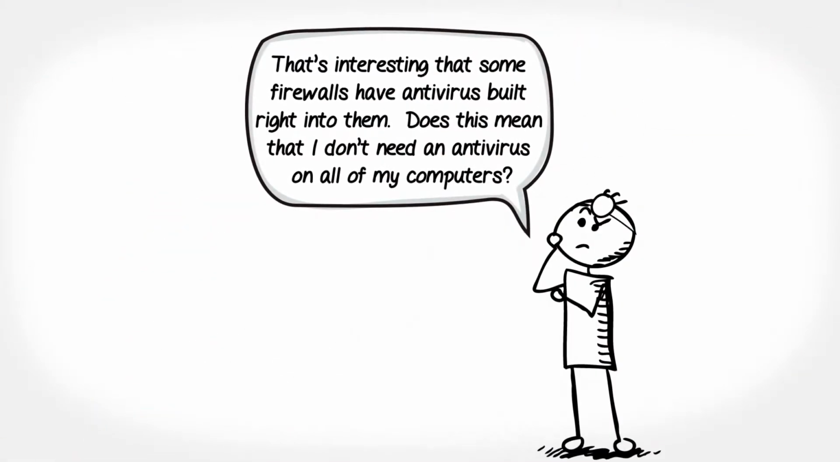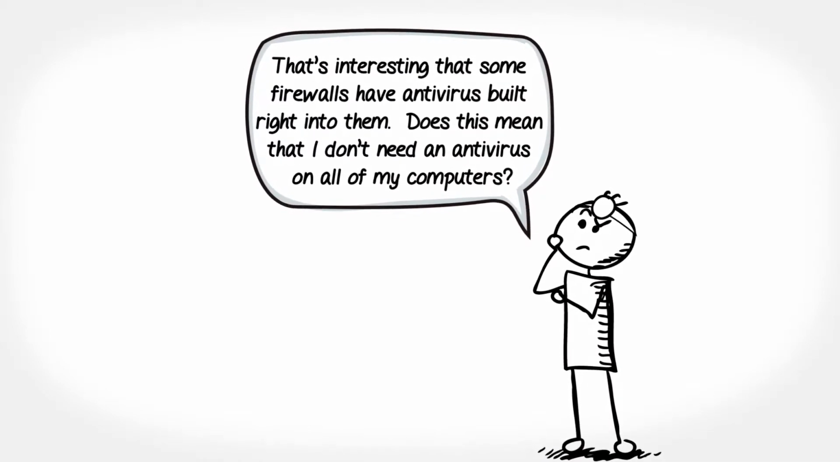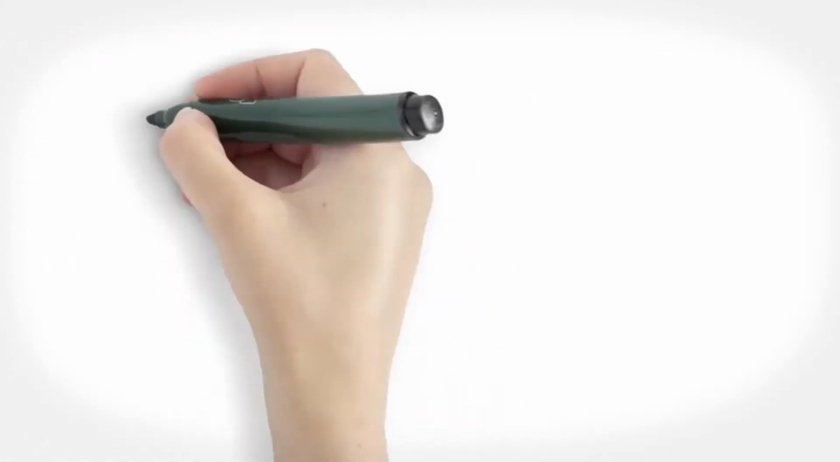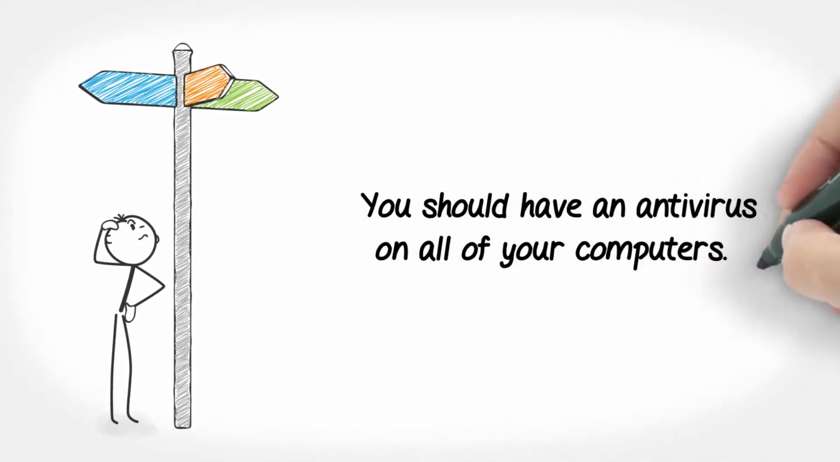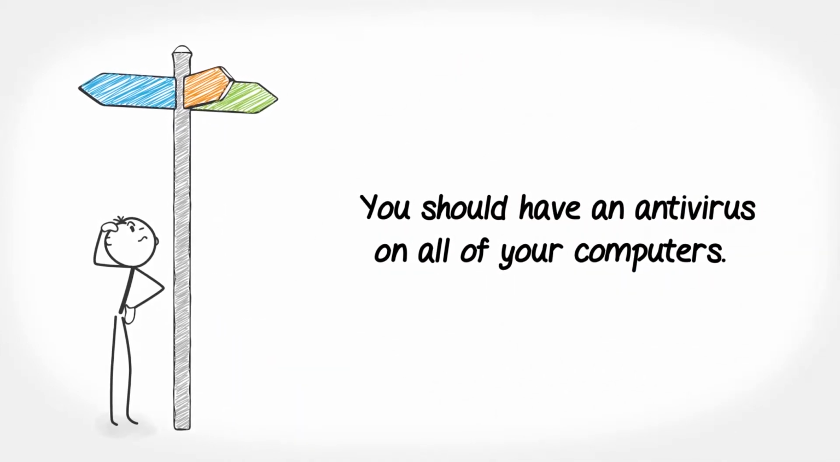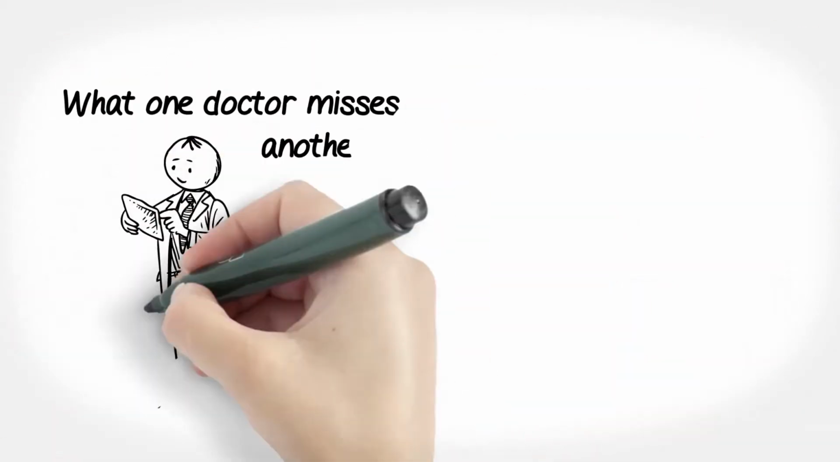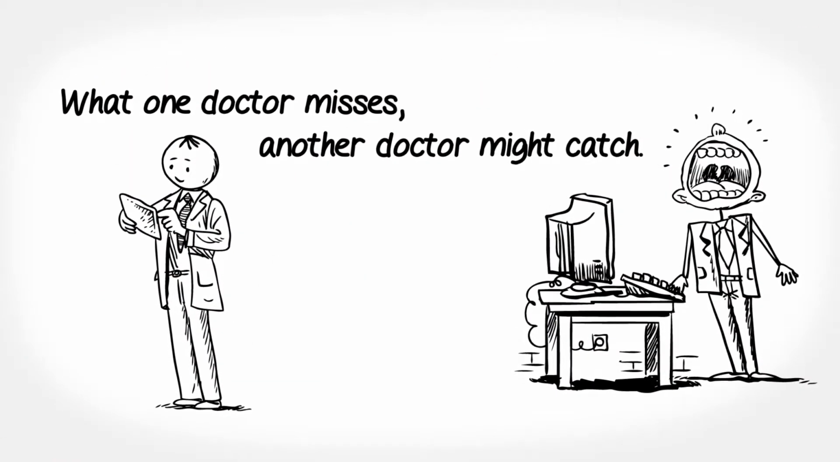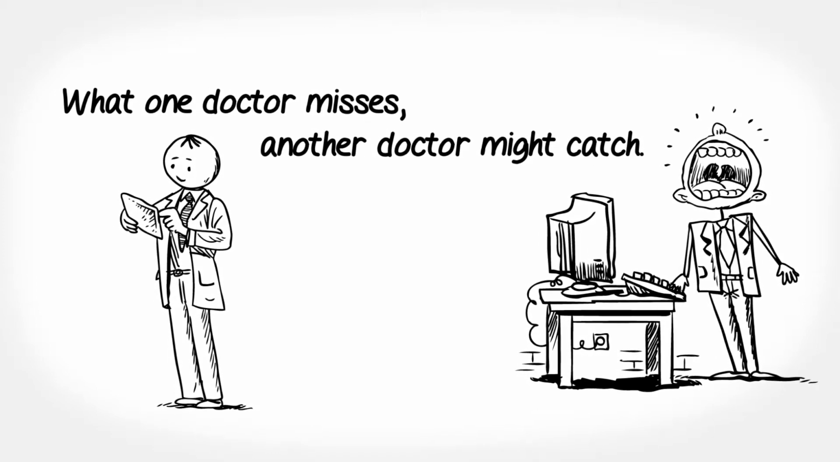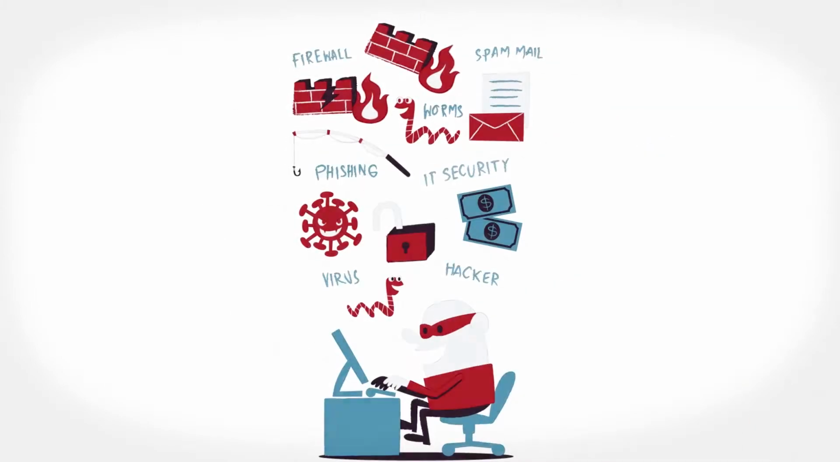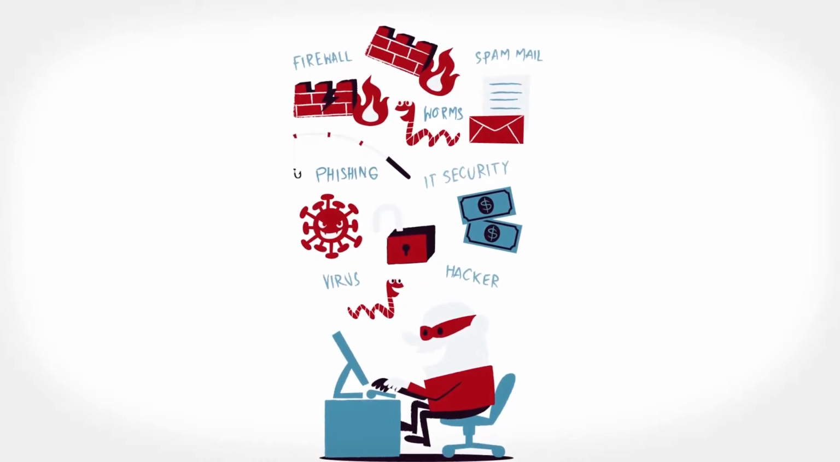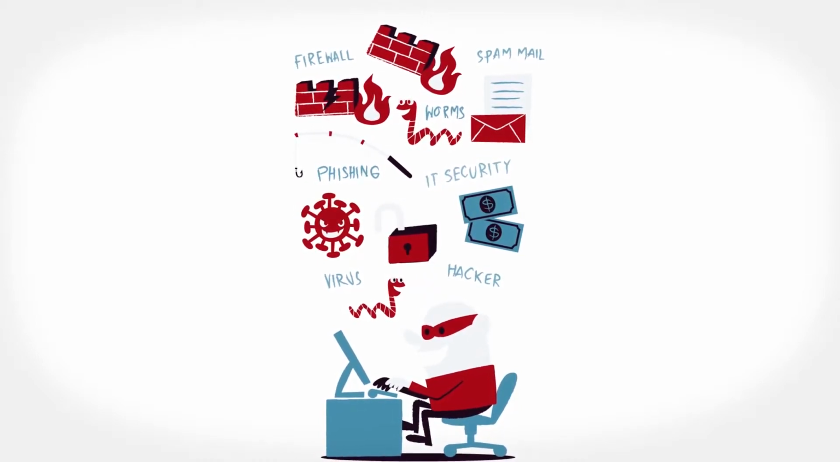That's interesting, that some firewalls have antivirus built right into them. Does this mean that I don't need an antivirus on all of my computers? Actually, going back to what I was saying before about having a layered approach, you should have an antivirus on all of your computers. Think of it as a second opinion. What one doctor misses, another doctor might catch. Some viruses can pass through your first line of defense, but might get caught with your second round of defense. Also, the antivirus on the firewall can catch viruses coming through the internet or emails. However, an antivirus on the computer can prevent a virus from the inside.